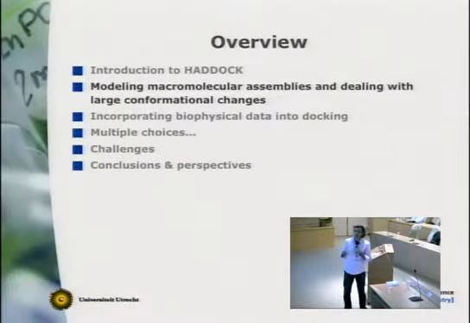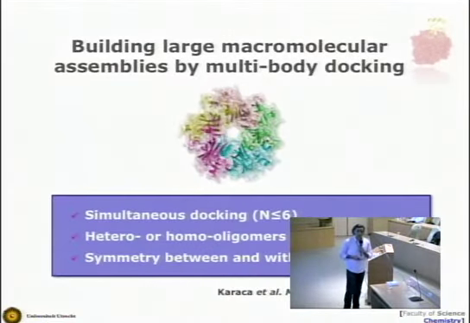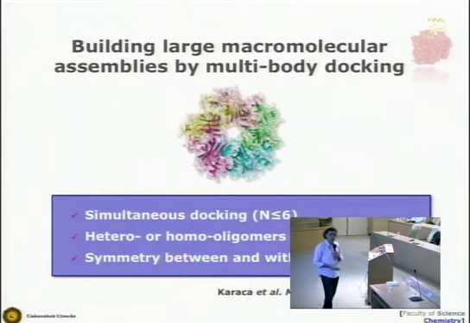So let's move to the modeling of larger assemblies where we have more than two constituents. I told you already that we can handle the simultaneous docking of up to 6 molecules. There are other software packages that can deal with assemblies and symmetrical assemblies. Most of them build the complexes by doing pairwise docking, or incremental docking. You dock the first 2 molecules, and then you add molecule number 3 and do a docking, and then you add number 4, and so on.